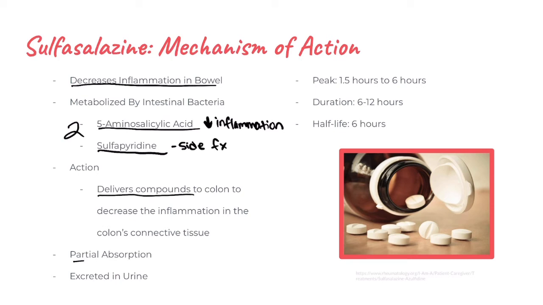This drug is partially absorbed, and its peak is 1.5 hours to 6 hours. The duration is 6 to 12 hours, and the half-life is 6 hours. The drug is excreted in the urine as sulfasalazine, sulfapyridine, 5-aminosalicylic acid, and metabolites.